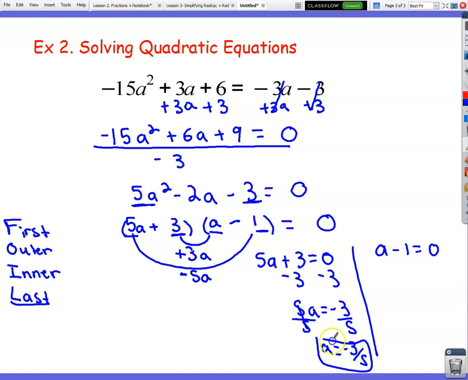That is one answer. And then the other answer here, the inverse operation would be to add 1, and so you're going to have a equals 1. Alright, so that is how you would solve a quadratic. You would solve by factoring and then setting your factors equal to 0. A lot of people do the factoring and then forget, well guys, what are we solving for? We're solving for a. So now you have to use the factors and solve them.